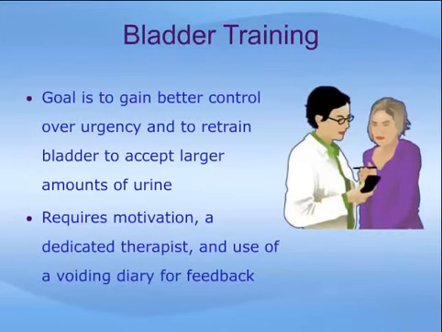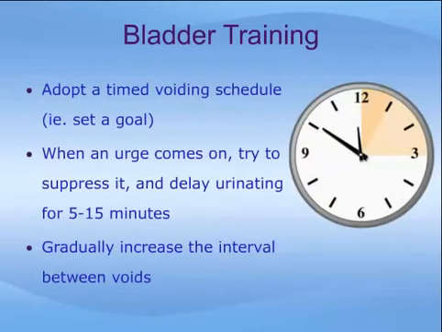The goal of bladder training or retraining is to gain a greater control over urgency, to accept larger amounts of urine, and to reduce urge-related accidents. To be successful, this therapy requires significant motivation and is best done with the assistance of a dedicated therapist and occasionally with voiding diaries to provide feedback. Initially, you are asked to adopt a regular schedule of urination. For example, set a goal of only urinating every hour or two by the clock. When an urge to urinate does come on, try to suppress this using the techniques on the next slide. Gradually, you will be able to lengthen the interval between urinations.